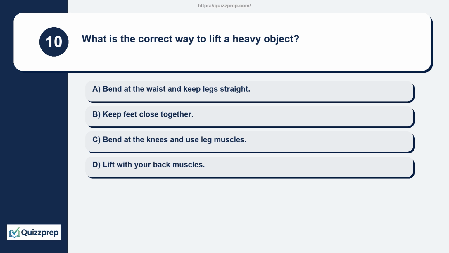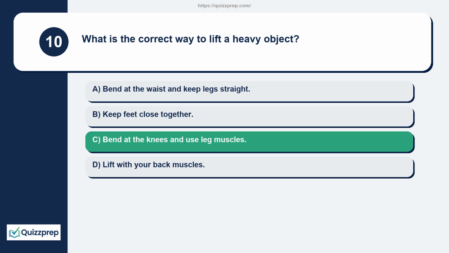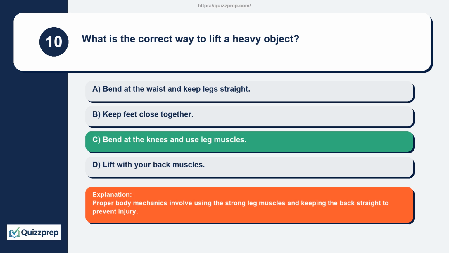Question 10. What is the correct way to lift a heavy object? Bend at the waist and keep legs straight, keep feet close together, bend at the knees and use leg muscles, lift with your back muscles. Proper body mechanics involve using the strong leg muscles and keeping the back straight to prevent injury.